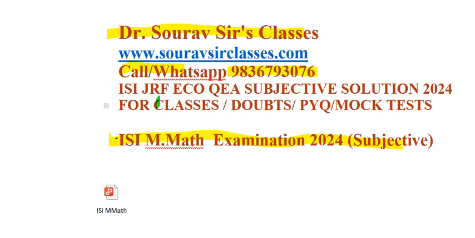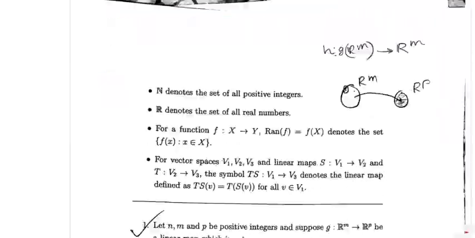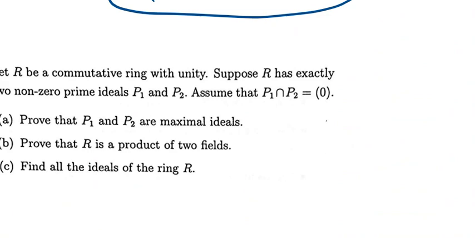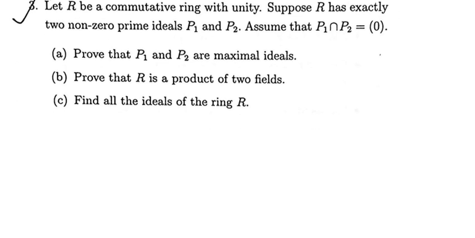So this question we are doing is question number 3. Let's see what is stated in the question. Let R be a commutative ring with unity. Suppose R has exactly two non-zero prime ideals, one is P1 and another one is P2. Assume that P1 intersection P2 equals the set {0}. Three proofs are asked. The first says P1 and P2 are maximal ideals, the next says R is a product of two fields, and the third is to find all the ideals of the ring R. So let's start this question.